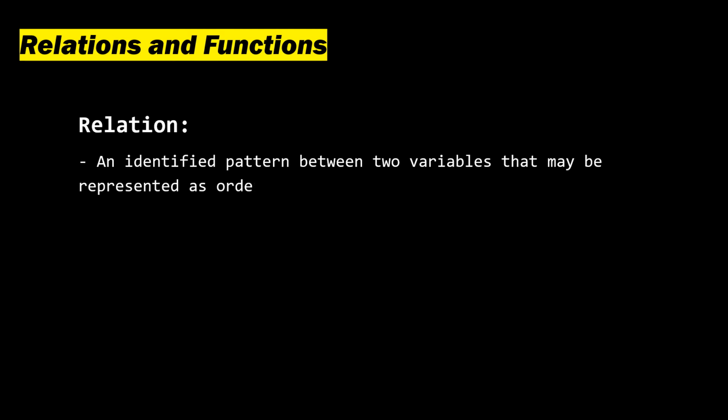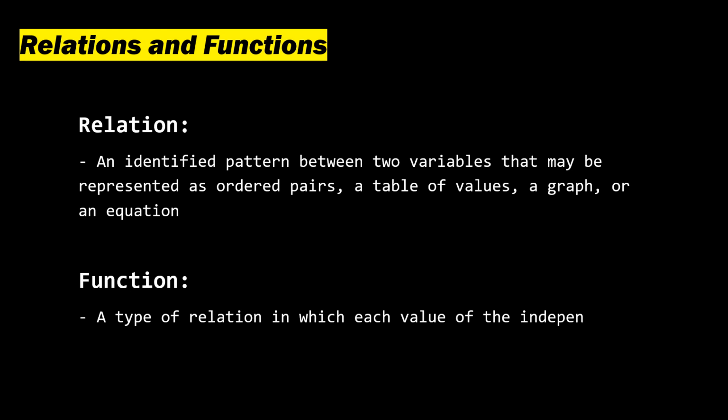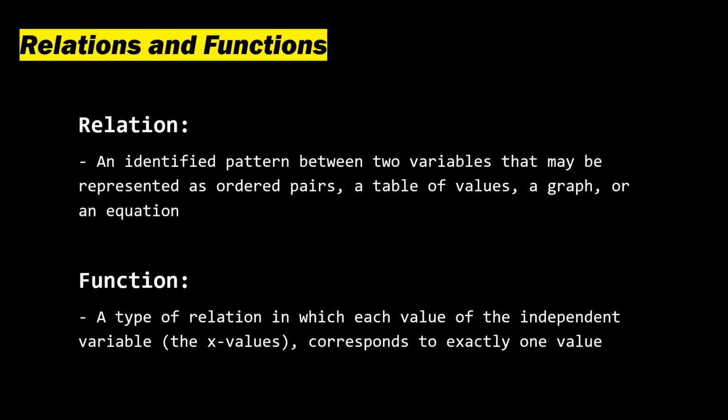All right, so some definitions here. A relation is just an identified pattern between two variables that may be represented as ordered pairs, a table of values, a graph, or an equation. A function is a special type of relation in which each value of the independent variable, the x values, corresponds to exactly one value of the dependent variable, the y values. So what this means is each value of x can only have one y value. That's what allows a relation to be a function. That's what makes it special.